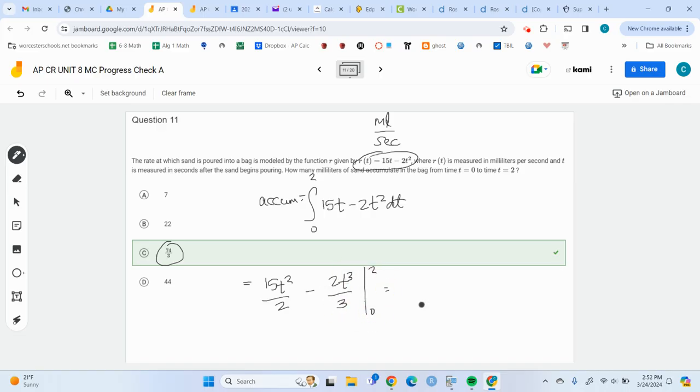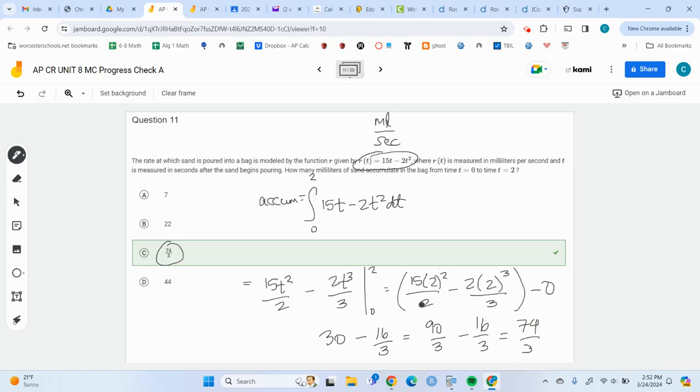All right, luckily when I plug 0 in, it's just going to zero out. The 2 hopefully isn't too problematic. I'm going to plug 2 in. What is this? 15 times 2 squared over 2 minus 2 times 2 cubed over 3, minus 0. Okay, so 2 squared is 4, 4 over 2 is 2. So I really have 15 times 2, which is 30, minus, 2 cubed is 8, so 16 over 3. Let's get a common denominator over 3. That'd be 90 over 3 minus 16 over 3, which is 74 over 3.